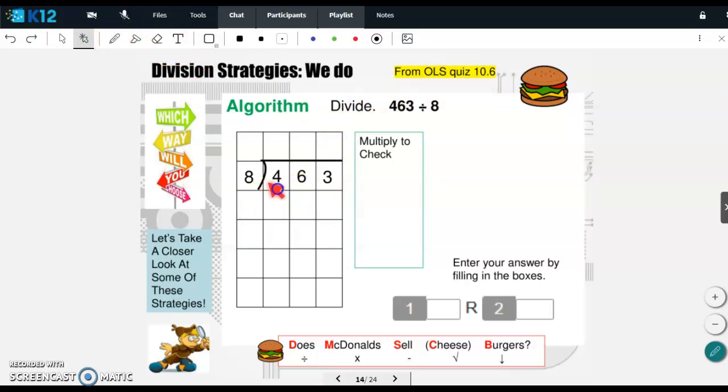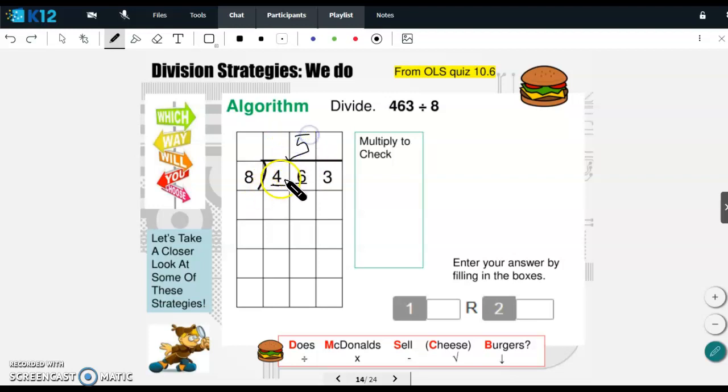Okay, so when I look at this big number, I say, okay, 8 can't go into 4. And if it makes you feel better, you can put a 0 here and then just take the 0 away later. I tend to not because I don't need to, but if you need to, you can. If I look right here, 8 goes into 4? No, 8 goes into 46. 8 times 5 is 40. 8 times 6 is 48. That's too much, so it has to be 5.